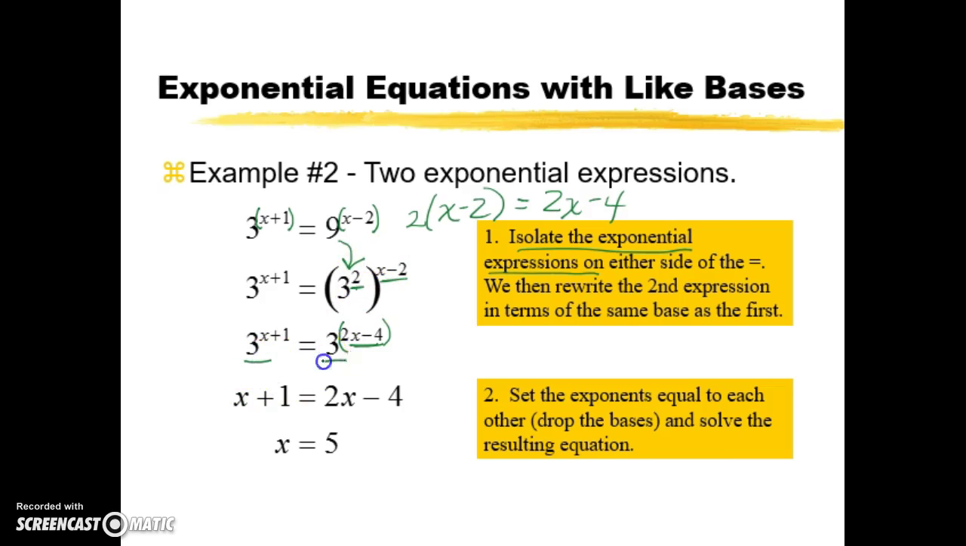So if we have the same base, we can use the same mathematical operation on both sides, which means we get to just set the exponents equal to each other and combine like terms. So minus x on both sides leaves x, plus 4 on both sides leaves x equals 5.